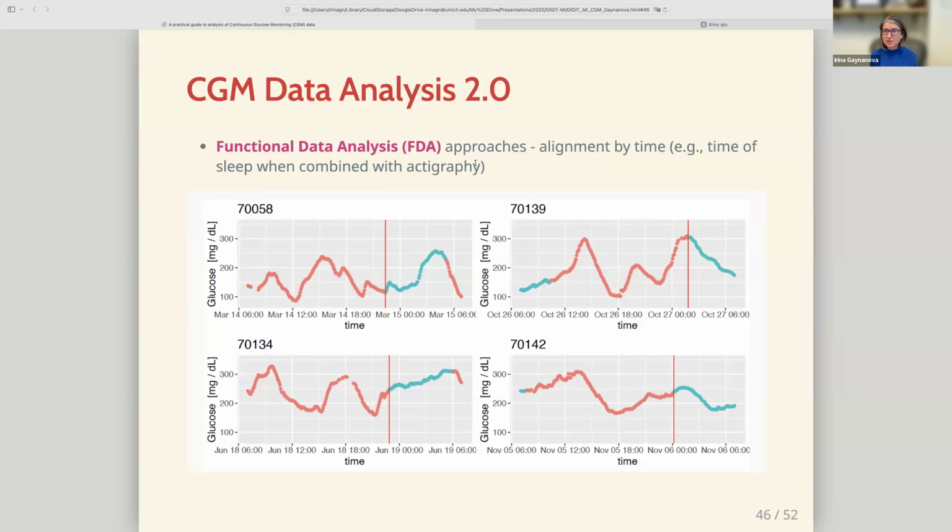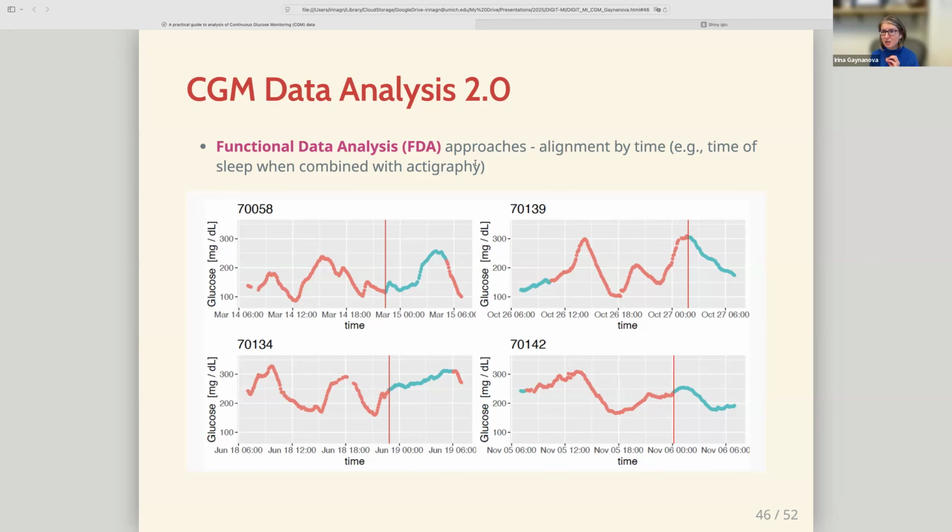Here we go. Statistical perspective is functional data analysis approaches where we can align the data by time. With CGM, it's really hard to align by 24-hour period, but what we did before is aligning by sleep time. You can also align by the meal time, especially if you have a planned study where you know the time of the meals. So in this case, we aligned it with actigraphy data where we used actigraphy to estimate the time of sleep for each of the subjects, which is in blue.